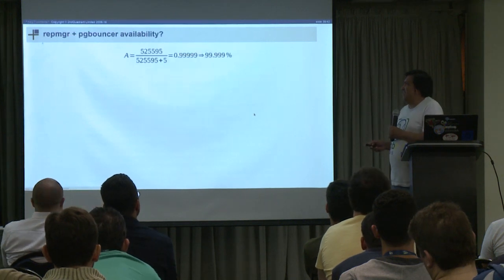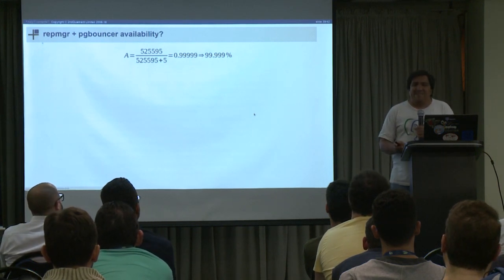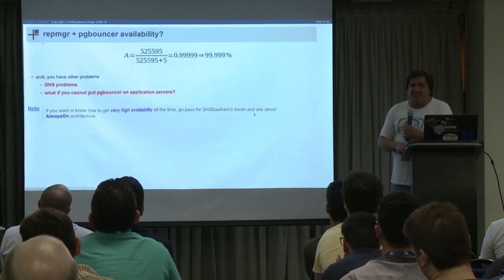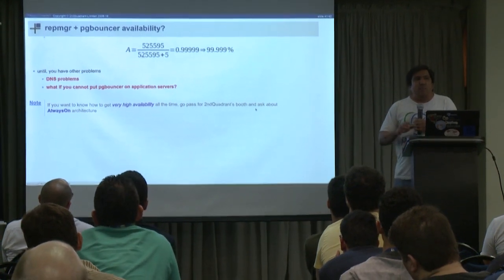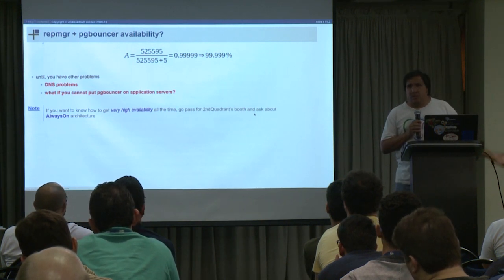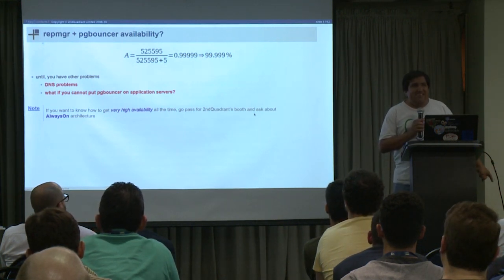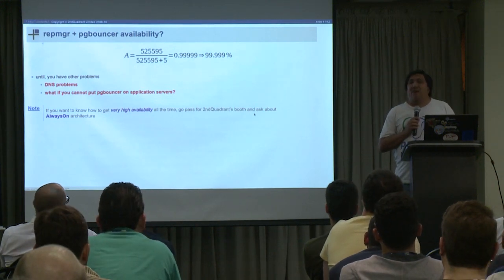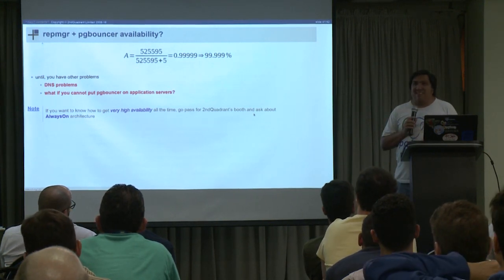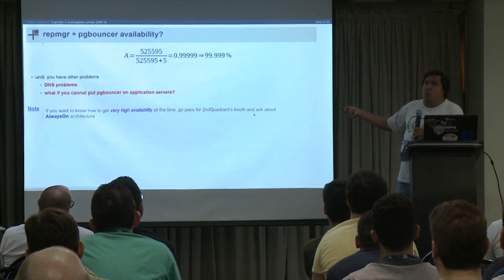Yes. Those are problems. How can you solve them? Well, they are solvable. If you want to know how to get very high availability in distributed databases, I mean, in different data centers, in different countries or different continents, what you have to do is go to the booth of Second Quadrant and ask for always-on architecture. That gives you this number all the time, no matter what.